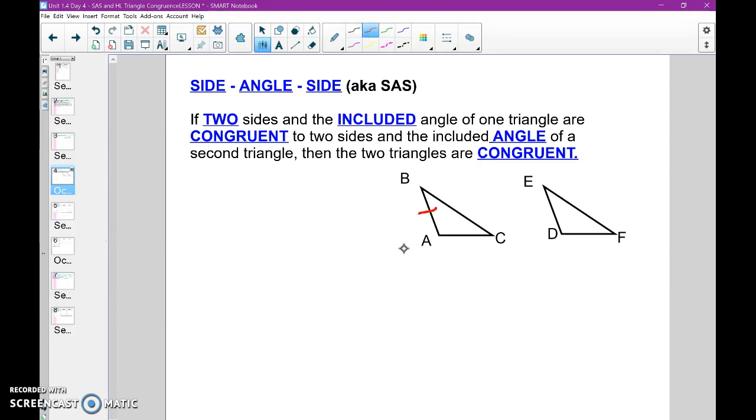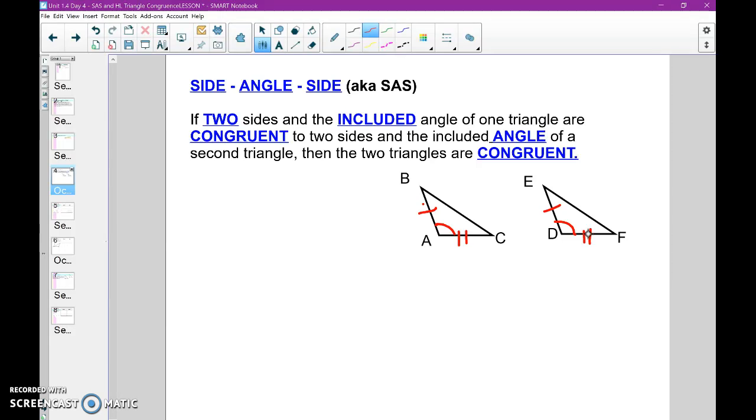We might know that AB and ED are congruent. That would be our first side. And we might know that AC and DF are congruent. Now, the thing you really have to be careful of with this, which I want you guys to pay attention and make note of, is it has to be the angle between. So I cannot pick angle C and angle F. That won't work. If I'm going to do these two sets of lines, it has to be here and here, because it goes side, angle, side, side, angle, side. So it's got to be the one between.